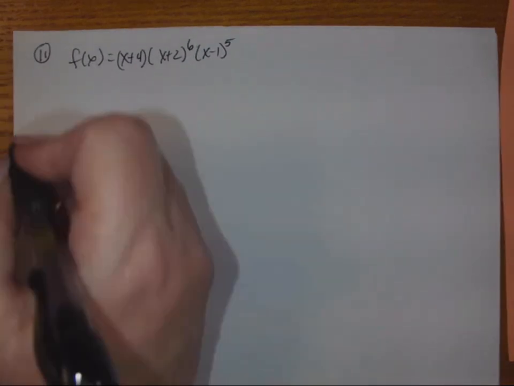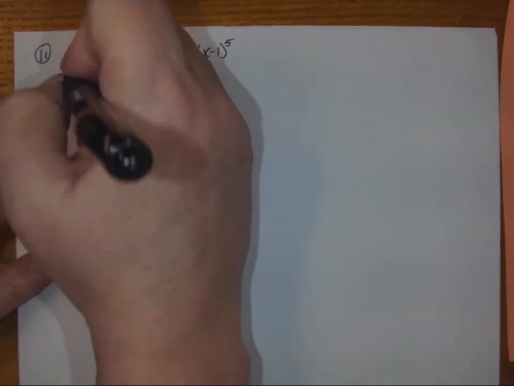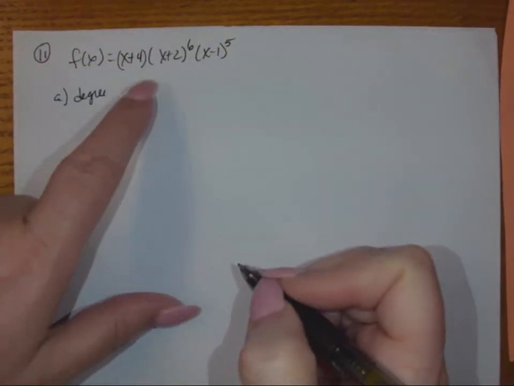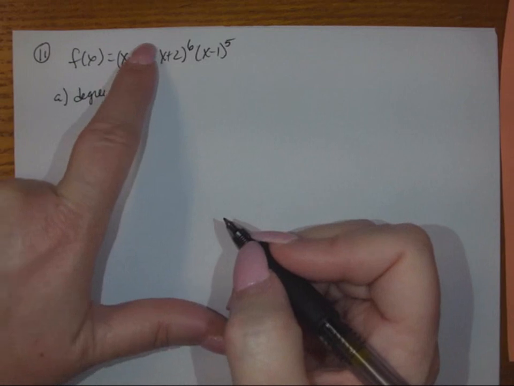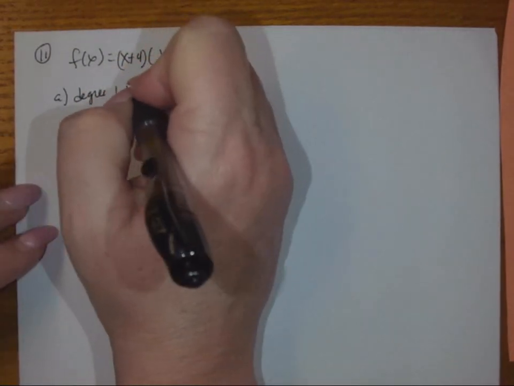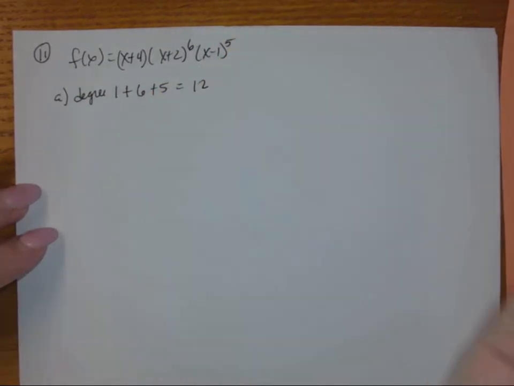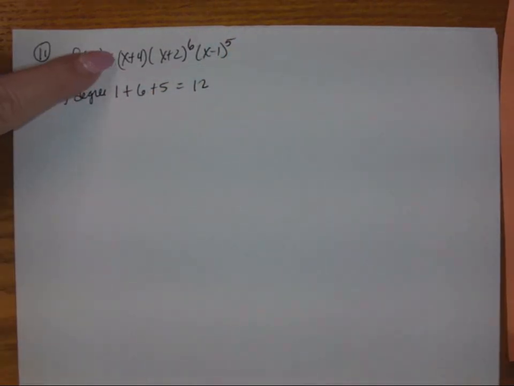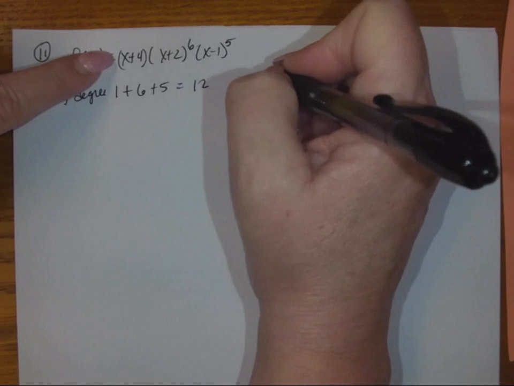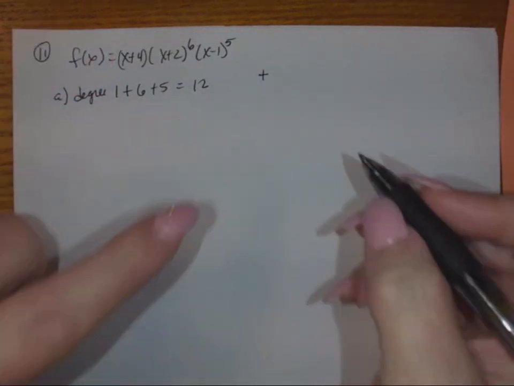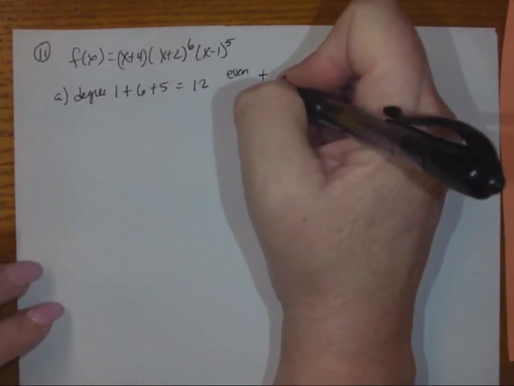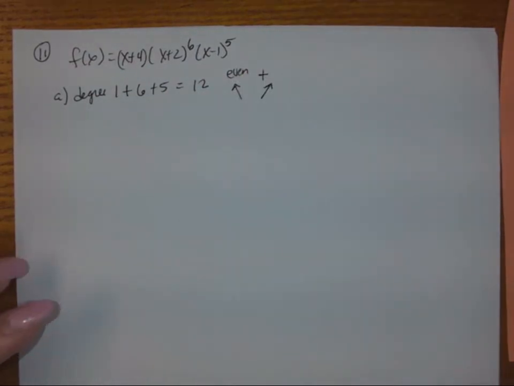The first one is we have to determine the degree. So the degree, again, we're going to add. It's going to be 1, because we don't see an exponent, so 1 plus 6 plus 5, which will get us 12. We know that the leading coefficient is positive, and we know that 12 is an even degree, so we know that our end behavior will do that, and that will help us graph it. So that was just finding the degree and finding the end behavior.